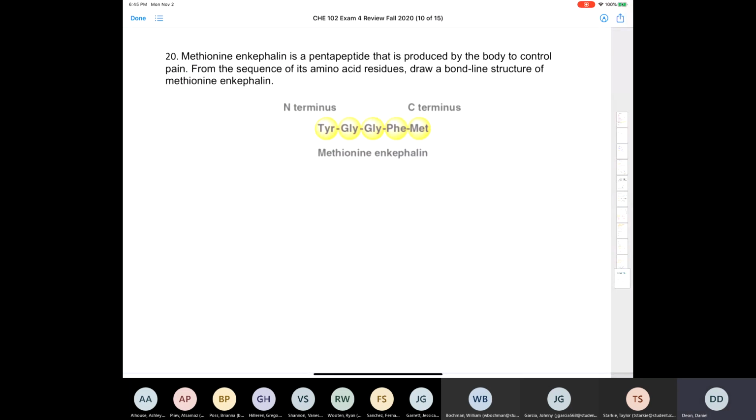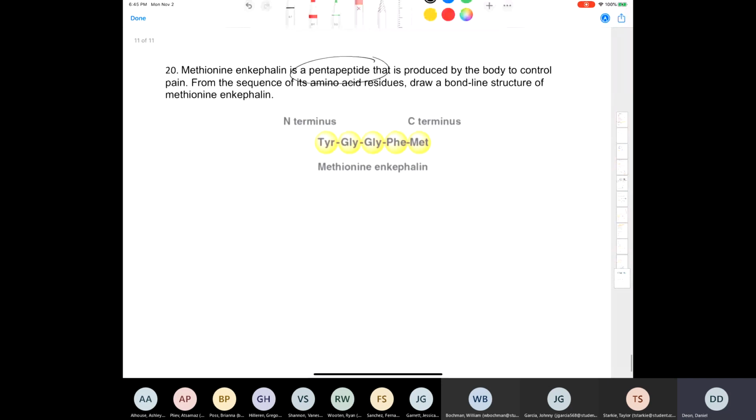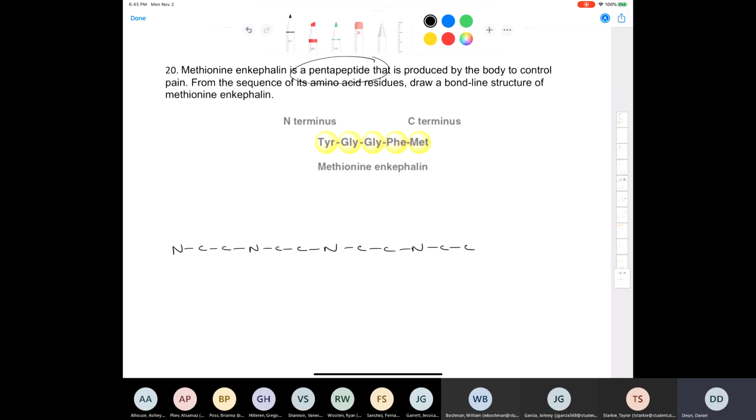All right, let's take a look at how we would solve this. Remember, it's a pentapeptide, so that means we've got 5 amino acid residues, or 5 amino acids all linked together. And so we're going to start with NCC, NCC, NCC, NCC, and NCC. You might have had to Google each one of these 3-letter abbreviations to get the R groups, but let's figure out what the rest of the molecule would look like.